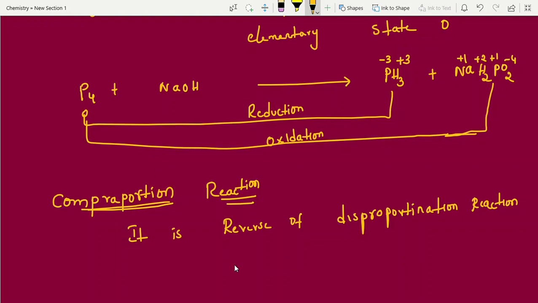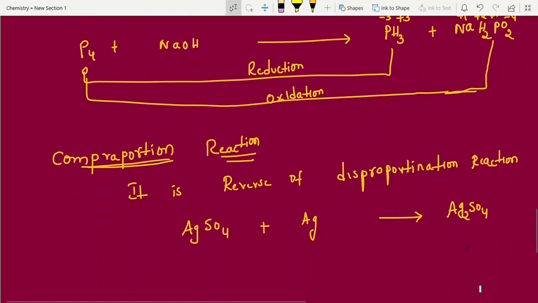See, I am giving one example. Silver sulfate, then silver, and look into this, students, Ag2SO4. What happened here, students? Check it.